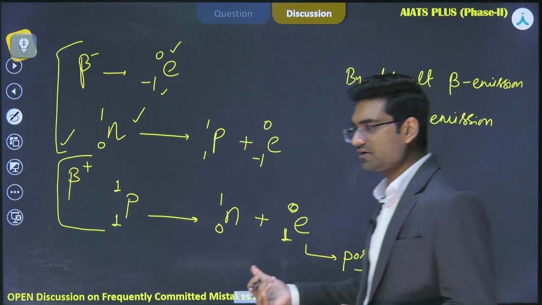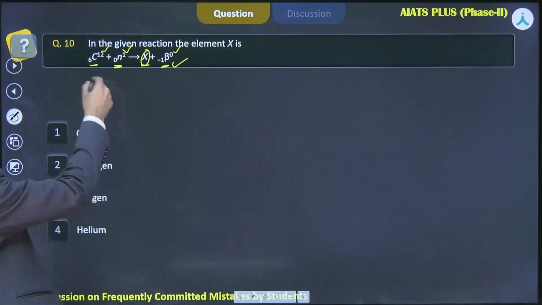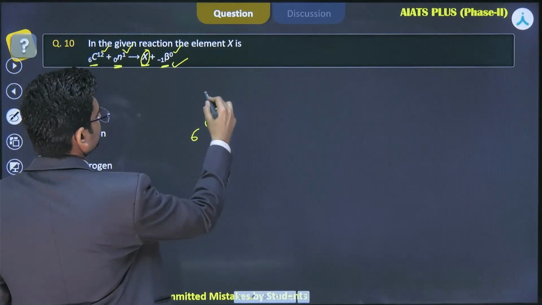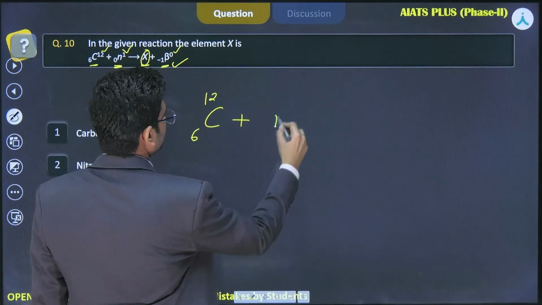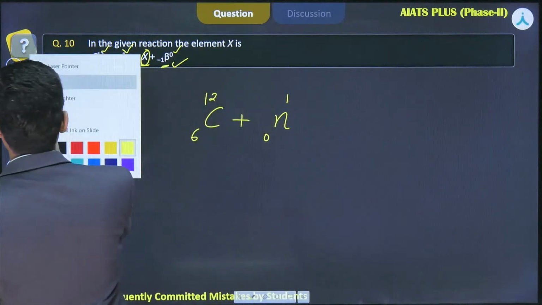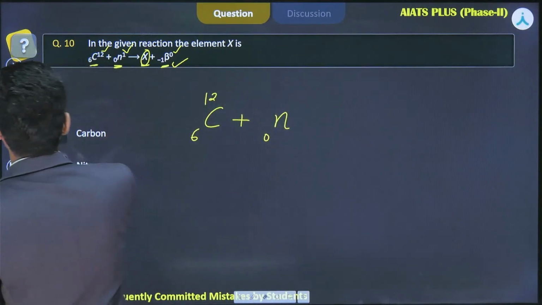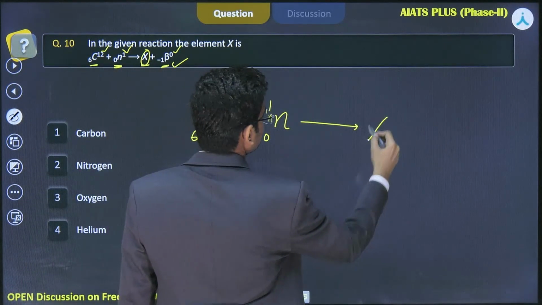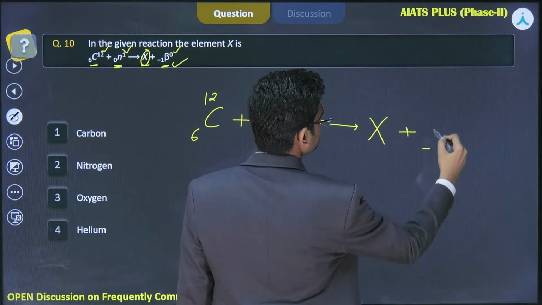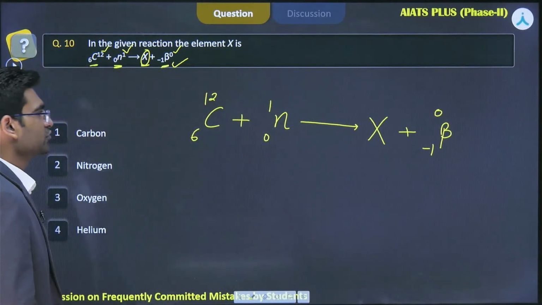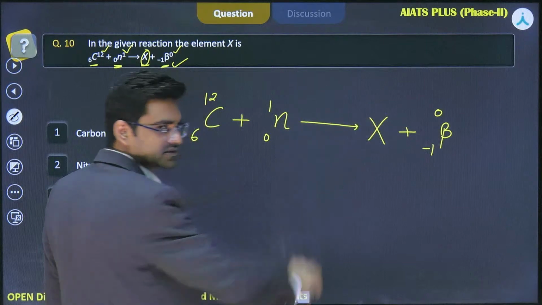Okay, we have seen alpha emission, beta plus emission and beta minus emission. So, can you give me the answer to this question now? So, this is 6C12 plus 0n1, right? Which will give me this, x, and this is -1 beta 0, okay? You just have to balance these numbers on this x here, okay?